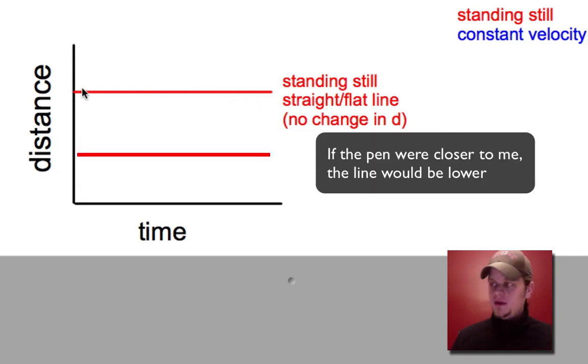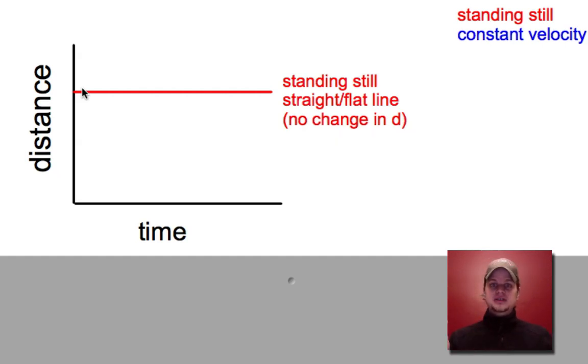Now let's talk about the distance graph of something that is actually moving. Let's say it's moving away from this pen, so this is zero. What you will notice is that every second it moves the same distance. In this case, we have a constant velocity. This would be the blue line. Now with a constant velocity, let's say it starts right on top. That means it would be right about here.